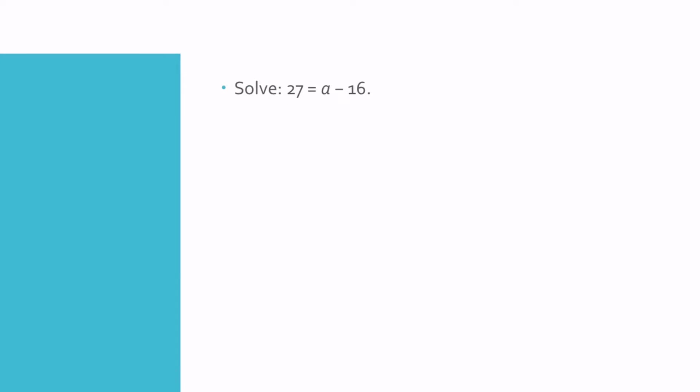Okay, for this problem right here, I've got 27 is equal to a minus 16. The opposite of minus is addition, so I'm going to add 16 to both sides of the equal sign. So again, on the right, a minus 16 and then adding 16 creates 0. 27 plus 16 is 43, and all I'm left with on the right-hand side is just plain old a. So 43 equals a is my solution.